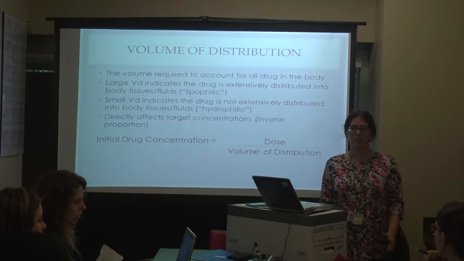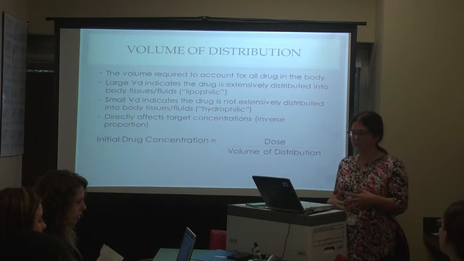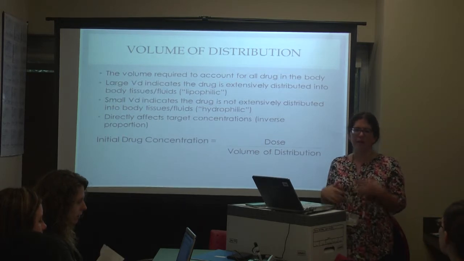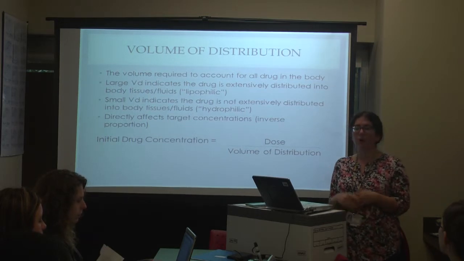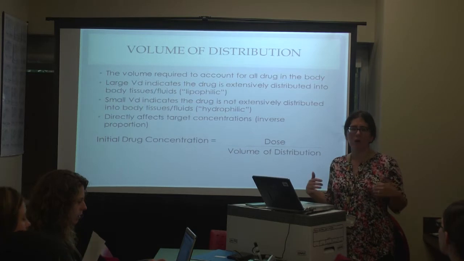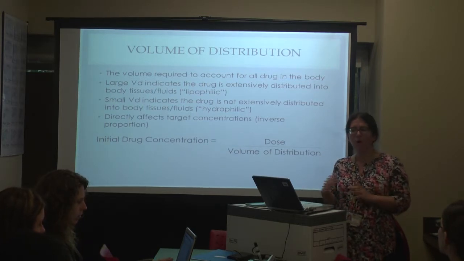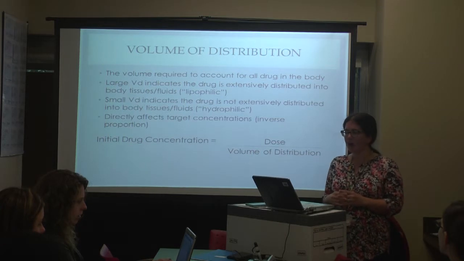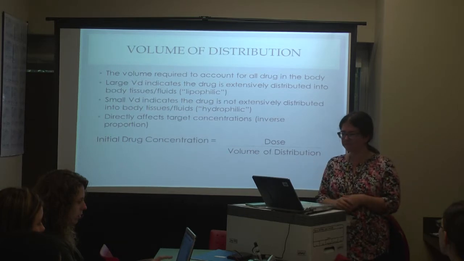So what is the volume of distribution? Well, it's the volume required to account for all of the drug in the body. It's where the drug is going in the body. A large volume of distribution indicates that the drug is probably lipophilic, so it's moving into all the different tissues and fat in the body. A medication that has a small volume of distribution is probably more hydrophilic and is more in the body tissues and fluids. So it's a smaller volume that it's in.